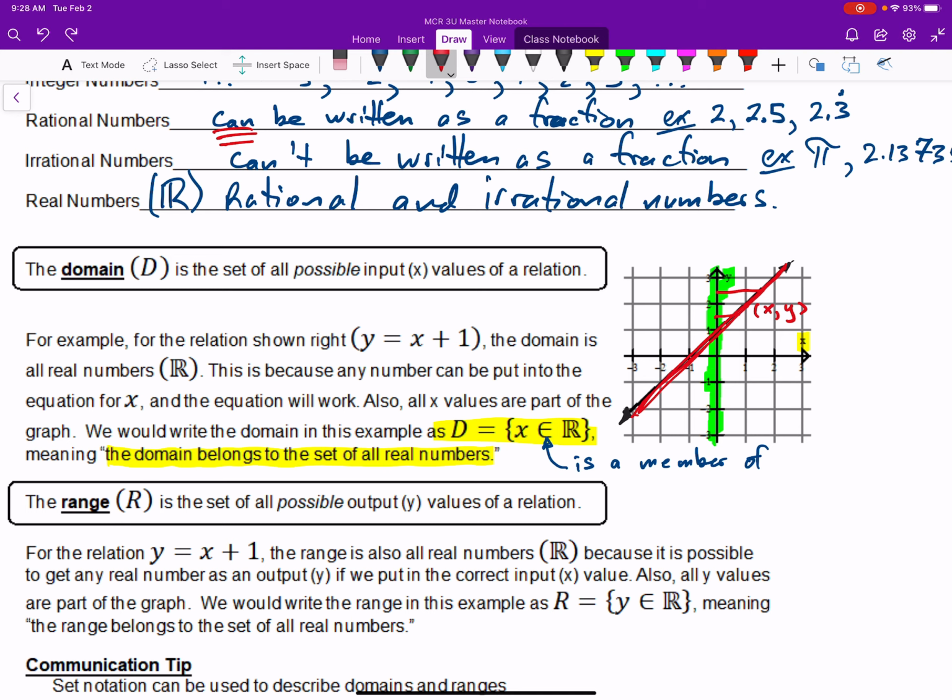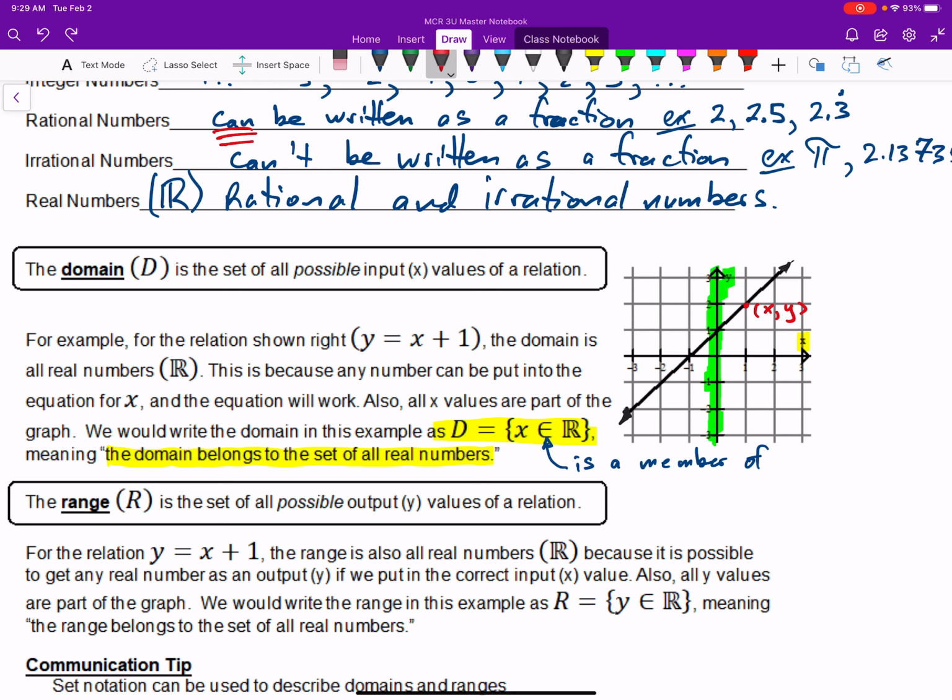So that's identical to domain, except measured on the y-axis instead of the x-axis. And again, if we imagine this line going on forever in both directions, it's going to go up all the way to infinity, and there's never going to be any gaps in it. So all the y values are going to be represented. It's going to go down all the way to infinity, if that makes any sense. All the y values are going to be represented on that.